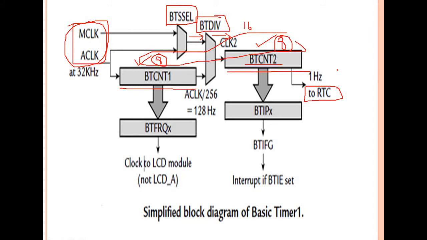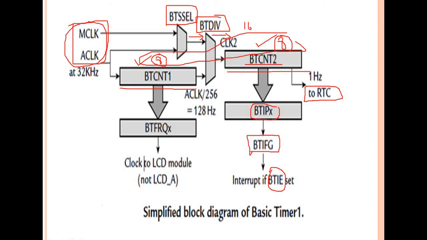And these bits BTIPx, basic timer interrupt period or interrupt interval bits, are used to set the time interval in order to generate interrupt from the counter. By setting these bits, you can generate fixed periodic interrupts or events. And after generation of interrupt, your basic timer interrupt flag will be set. In order to generate interrupts, you should set the basic timer interrupt enable bit, BTIE.